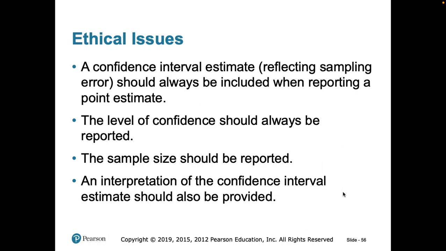A couple of things you need to keep in mind when reporting data, right? Make sure that you use a confidence interval estimate reflecting sampling errors. It should always be included when reporting a point estimate. You should also tell them the level of confidence. So you know, I'm 90% confident that the true mean is going to be here. And finally, an interpretation of the confidence interval estimate should also be provided.